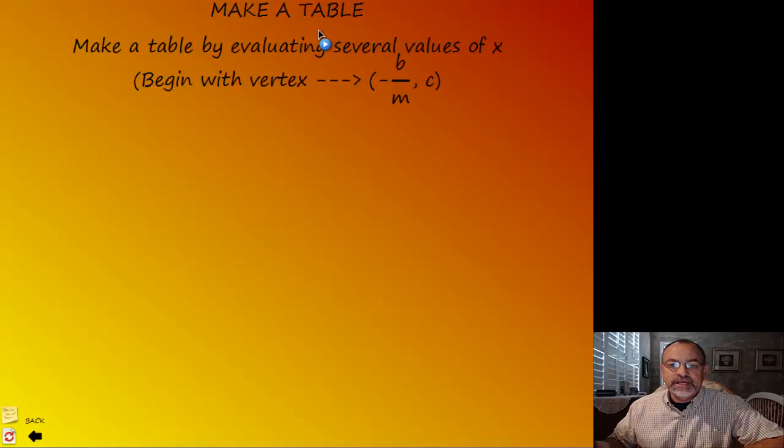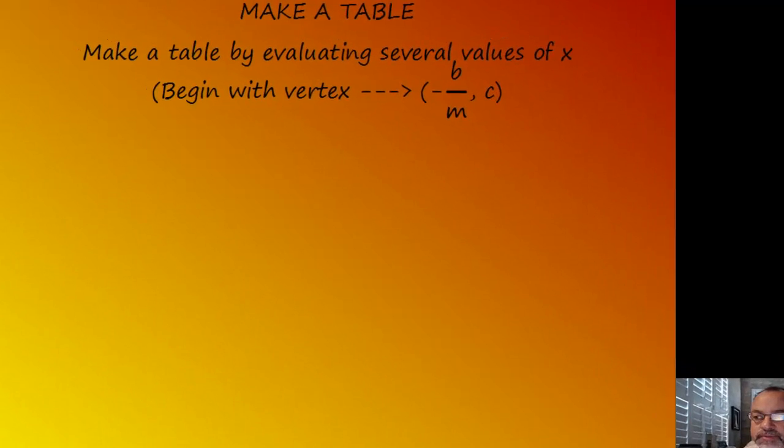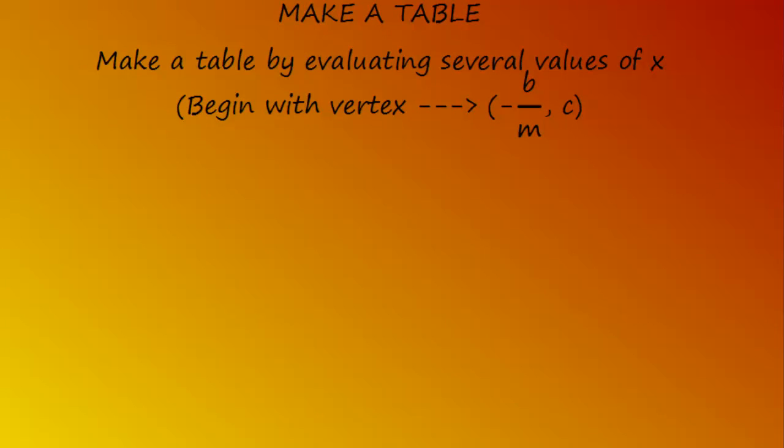Now, to make a table, we want to begin by determining where the vertex is. So we're going to use that opposite of b over m and then c in order to calculate where the vertex will be. Again, that vertex being the important point that we want to know where it is. And then we can choose other x values and substitute them in order to get some corresponding y values.